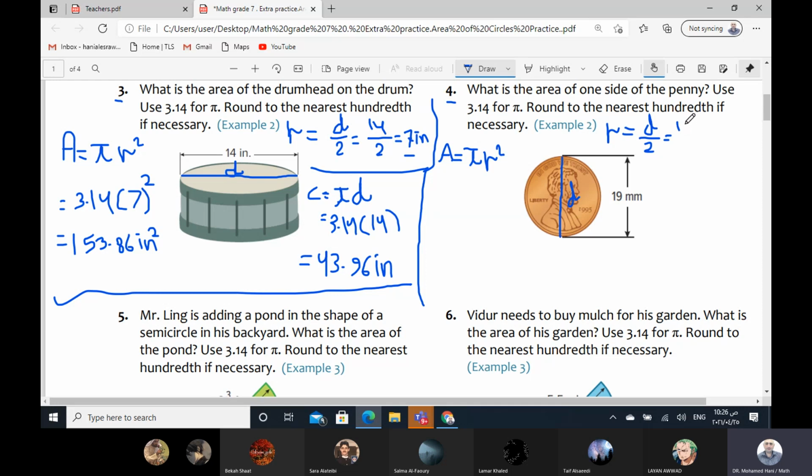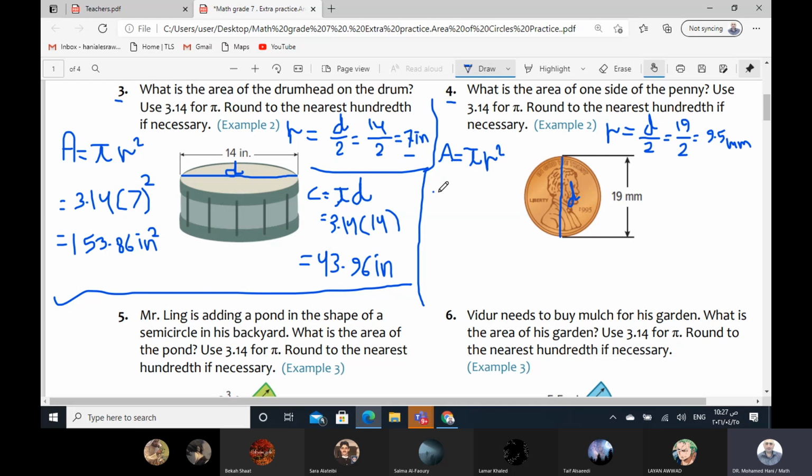D equals 19. Divide by 2 will be 9.5 millimeter squared. Is it correct here or I have a mistake? But sir, we cannot put square. You can put millimeter, but you can't put millimeter square. Great. Because we have one dimension here, the unit will be millimeter.